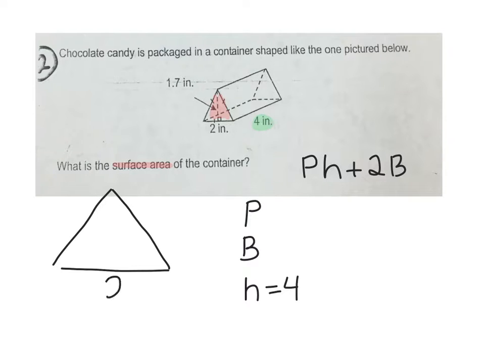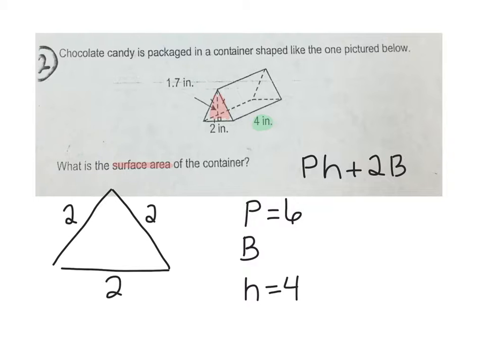I know that this is 2. And you see these little lines right here? That means that all these sides are the same, so they're all the same as this one. If this is 2, then these are both 2. So I can put 2 here and 2 here. I'm going to stop there because all I need to do is add up the sides. So I'm going to add up 2 plus 2 plus 2 to give me the perimeter of the base. So that is 6.